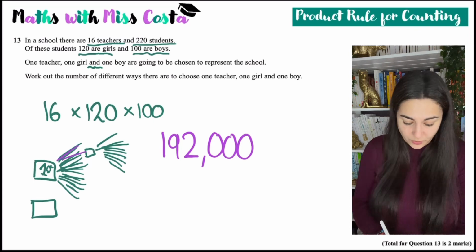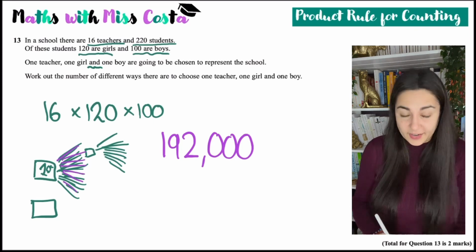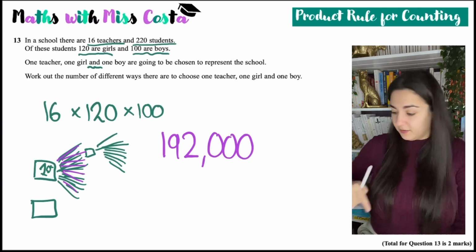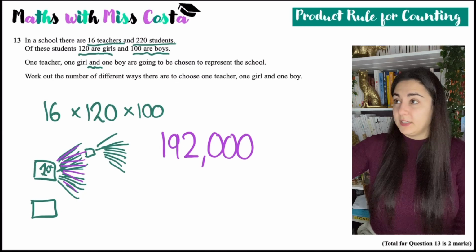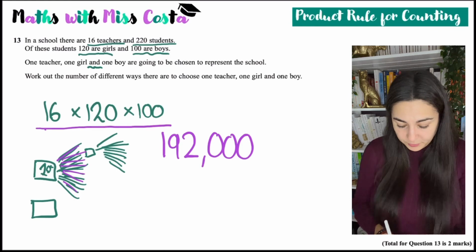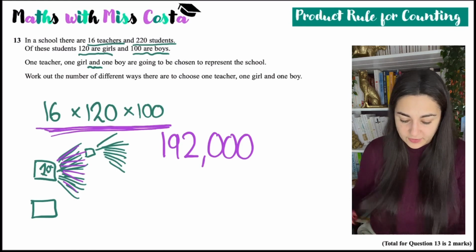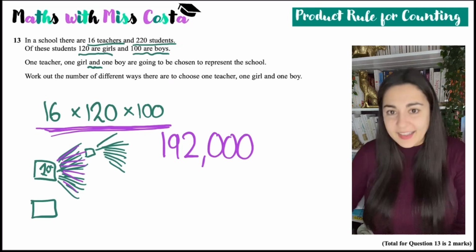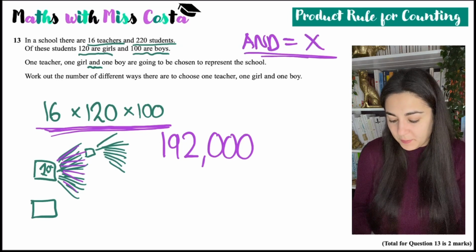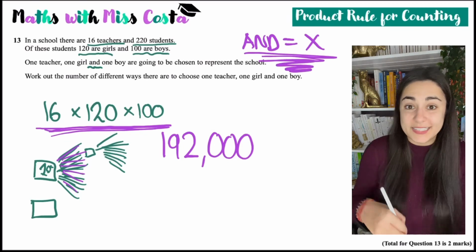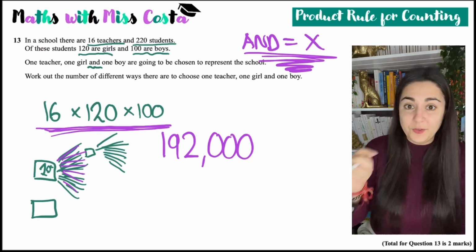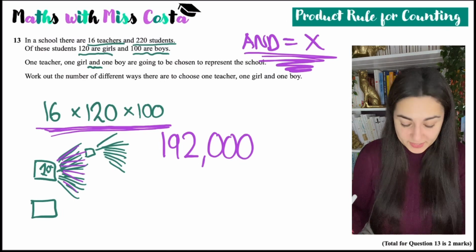So instead of writing them all out individually and saying, okay, teacher 1 can go with girl 1, girl 2, girl 3, girl 4, girl 5, and then they can also combine with boy 1, boy 2, boy 3, you just multiply them, okay? This is the product rule for counting. If they're asking you to work out the possibility of this and this and this, the key is it's a multiplication, because it's that possibility and that possibility, which means you have to count all of them. Quite simple if you recognize that this is the product rule question.